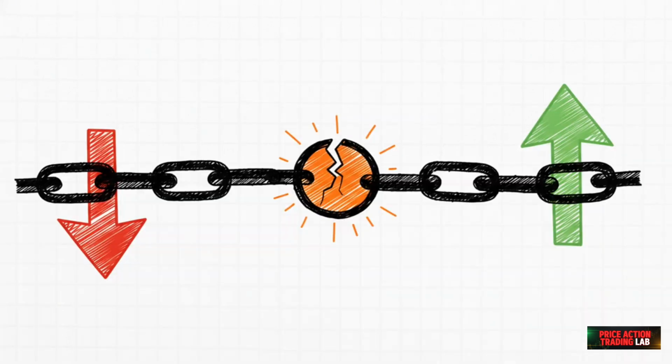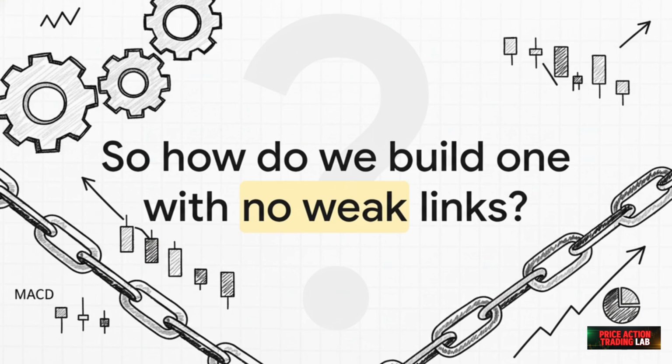You know this feeling, right? It's a painful truth. You might have an amazing entry signal, but if your trend filter is off or your timing is just a little bit wrong, the whole thing just falls apart. That one weak link can literally be the difference between a great trade and a frustrating loss. That's the million-dollar question, isn't it?